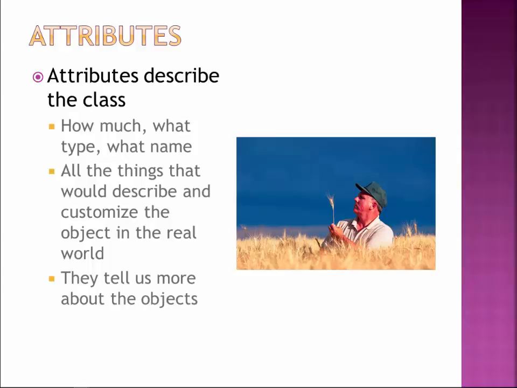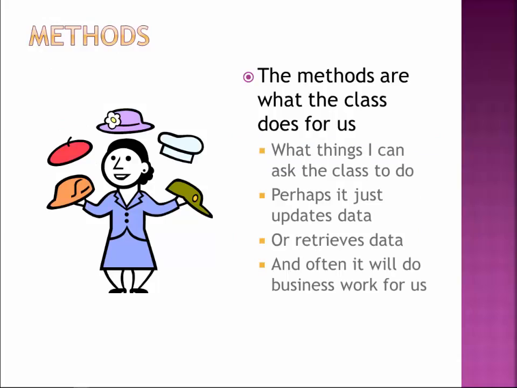This is the way of customizing one object over another object when you start talking about the real-time system, the work that's happening in the system. They tell us more information about the objects. And then you have the methods, which is what the objects do. That's, again, methods are equivalent to procedures or functions.